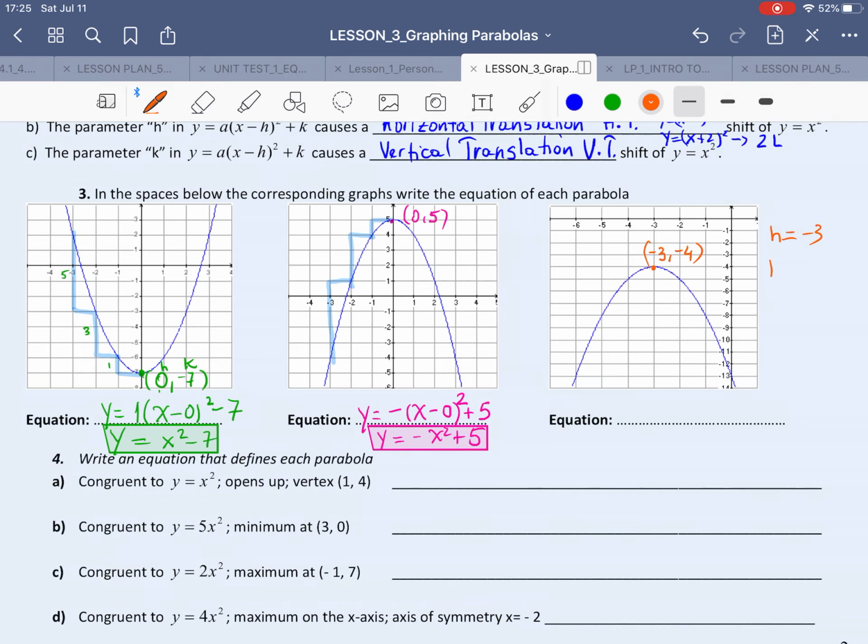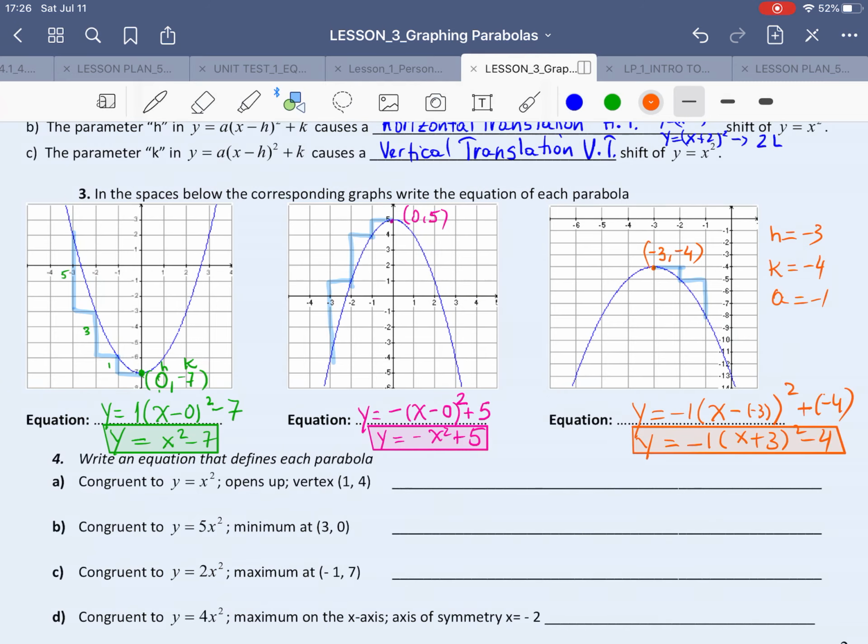So we have the h of -3 and a k of -4. And let's study the step pattern here. So we're going from the vertex over 1, down 1, over 1, down 3. So it seems that a is -1. So the equation will be y equals -1, x minus -3 squared plus k, which is plus -4 here. So that will make it -1 x plus 3 squared minus 4. This would be the equation of the last parabola.